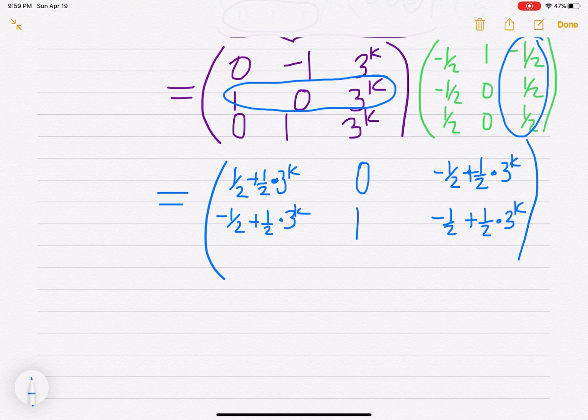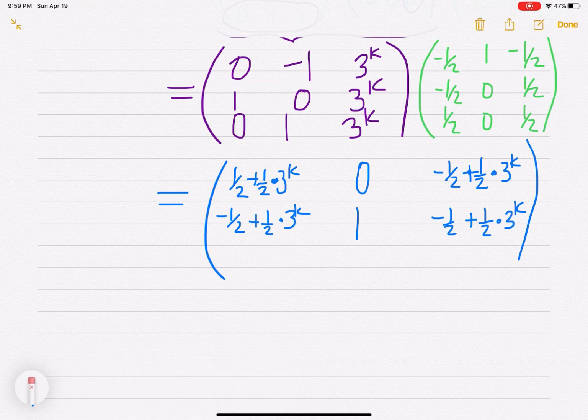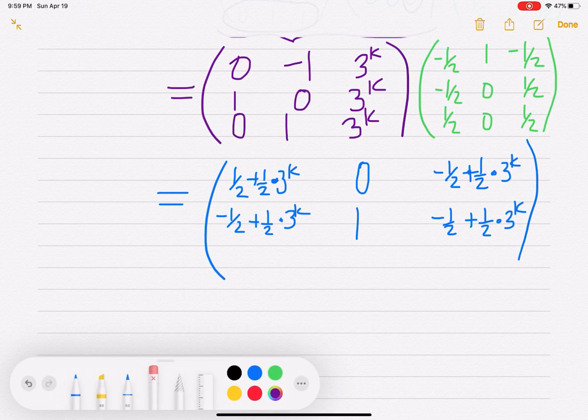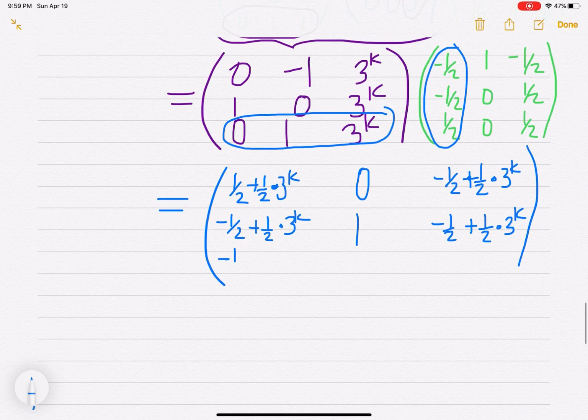All right, so now we're on to the third row. Figuring out the third row. Get rid of that. All right, can I get the third row here? There it goes. Third row, and let's do the first column. 0 times negative 1/2 is 0. 1 times negative 1/2 is negative 1/2. Plus 3 to the k times 1/2 is 1/2 times 3 to the k.